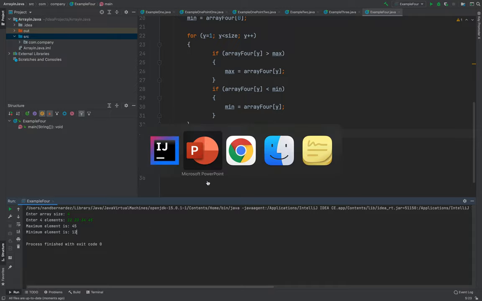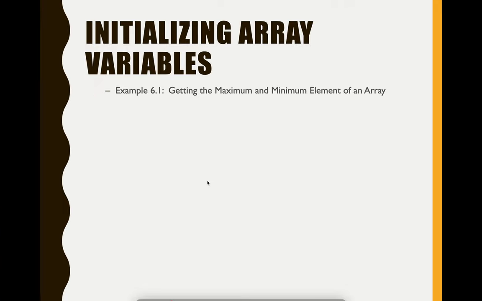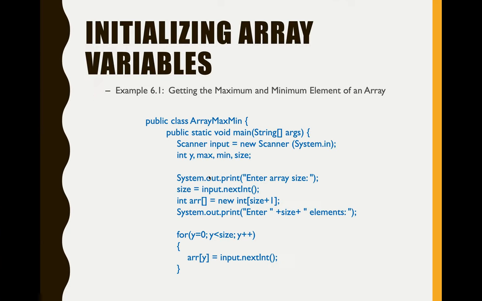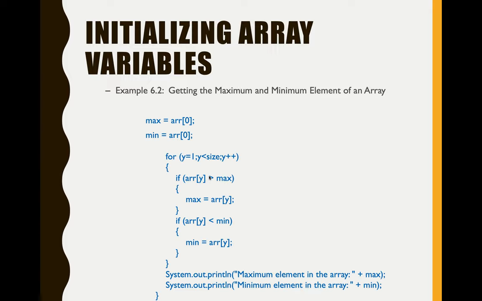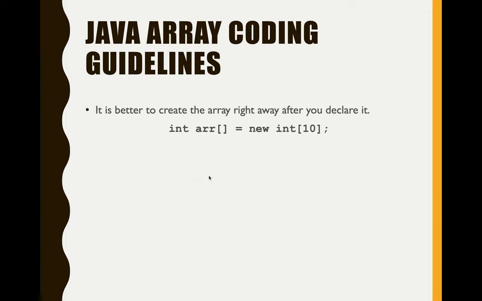Okay. Since we're done with our last example on how to get the minimum and also the maximum element of an array, we will also proceed in understanding the coding guidelines for using a Java array. First things first, it is better to create an array right away after you declare it. Sorry, after you declare it.